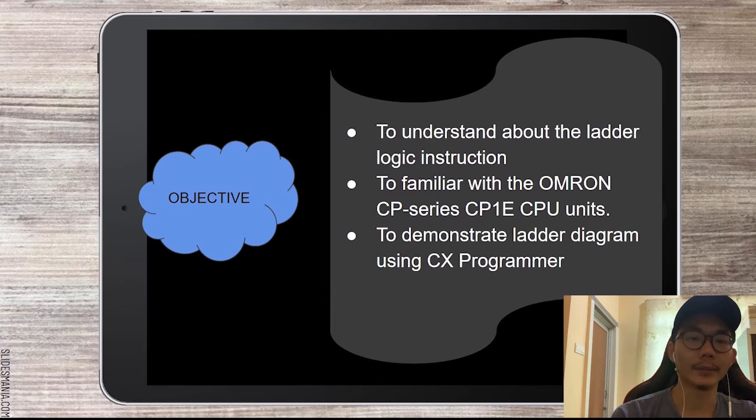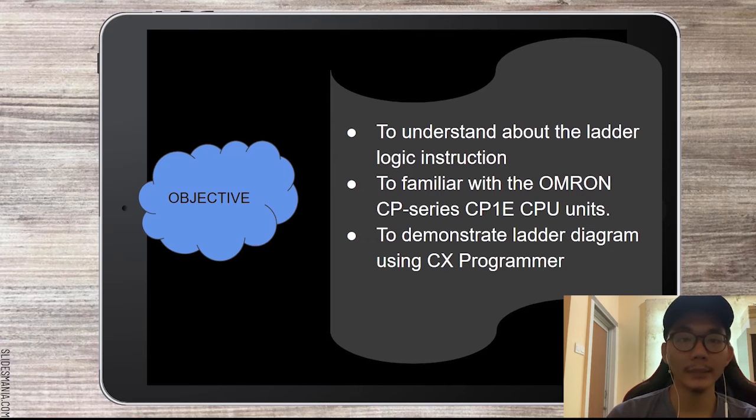Next, I will explain about the objective. Our objective for this presentation is to understand about the ladder logic instruction. Ladder logic instruction consists of normally open, normally close contact, series connection, parallel connection, and the output.